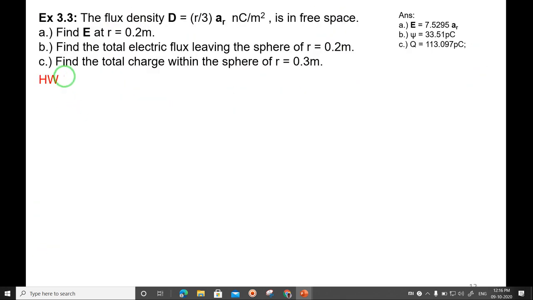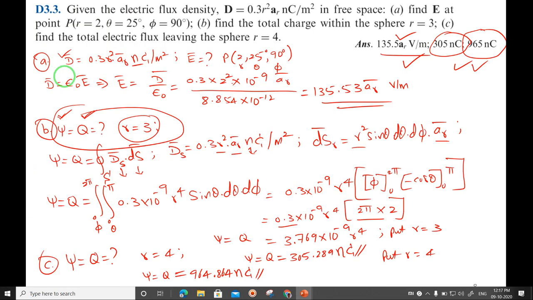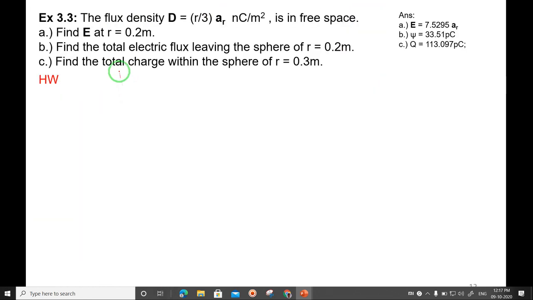Okay, this is the homework problem. You do it, because already this type of problem we have solved here. Here first problem only, this one, right? This problem we have solved. Similar type, it is given here, you try to solve it, right?